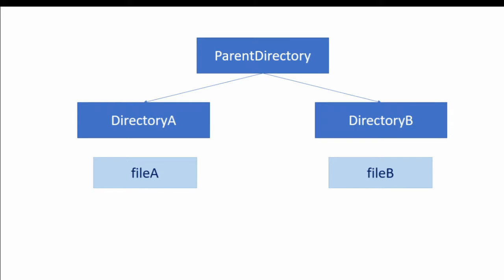So we have one parent directory, and inside there are two subdirectories, directory A and directory B. Inside directory A we have file A, and we want to rename this file. And in directory B we have another file, file B. We want to rename file A in directory A and give it a new name, new file A.